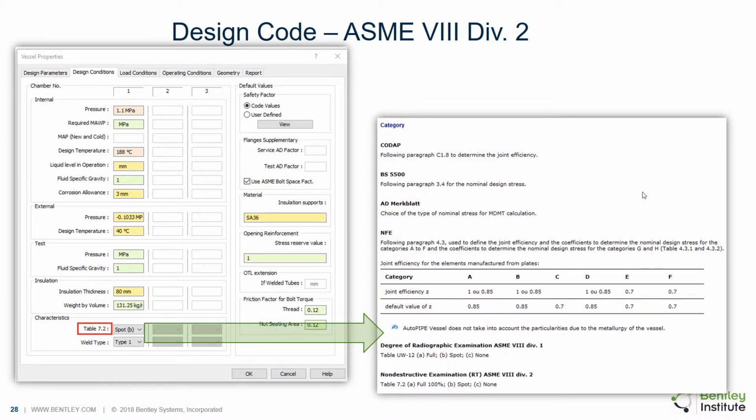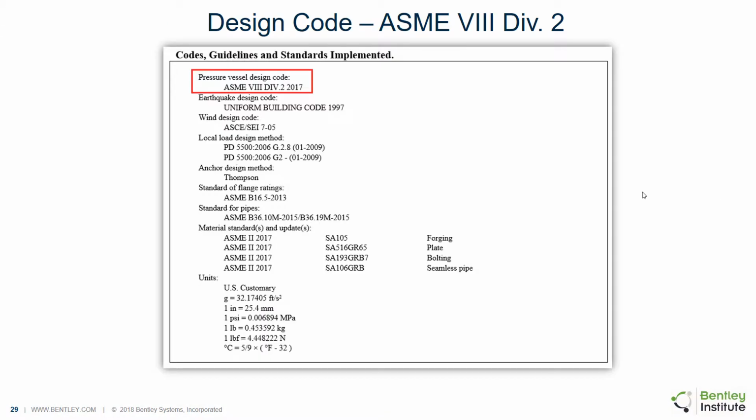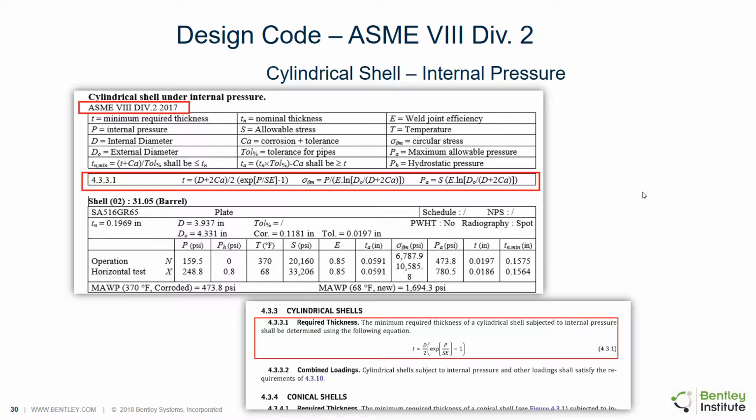Observe that the RT and weld type fields change as well. Table 7.2 of Division 2 is now referred to instead of UW 12. The report design code field is updated to ASME 8 Division 2 2017. The internal pressure calculations for the cylindrical shell are performed with thickness verifications as per 4.3.3.1. The code screenshot is shown at the bottom right.